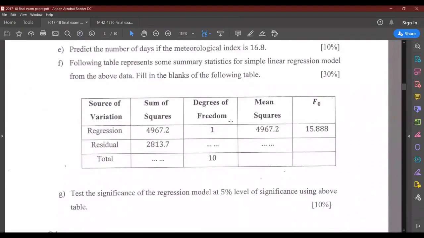Right, then from the ANOVA table, here we know from the degrees of freedom, this is 10, and the regression degree of freedom is 1. So 10 minus 1, the residual degree of freedom is 9, right? They're asking what is the value of n in the ANOVA table. The value of n in the ANOVA table is 12. So for the total, you need to add another 2, right?